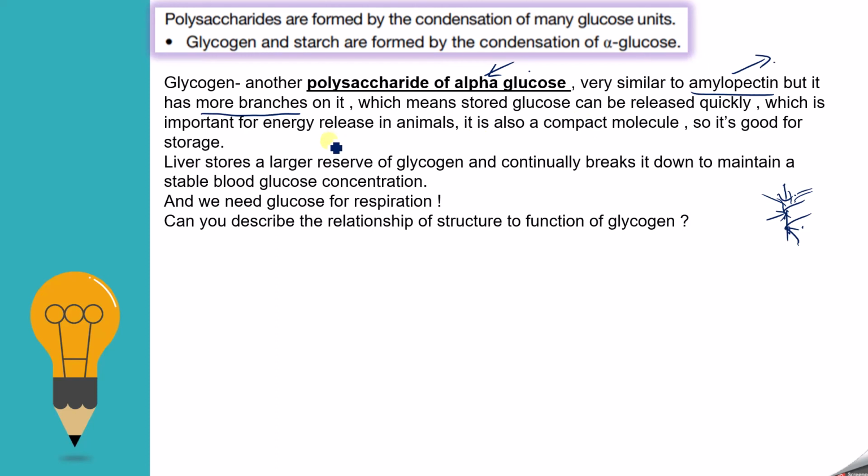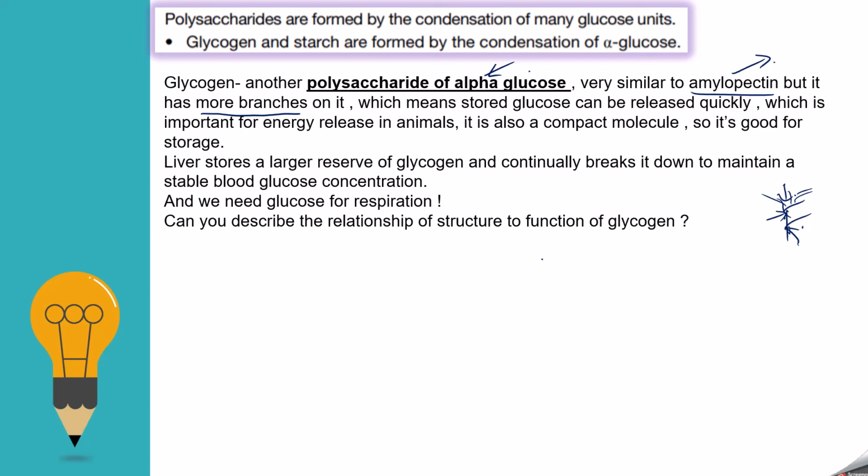And this is obviously important for energy release in animals. It is also a compact molecule, so it is good for storage. The liver stores a large reserve of glycogen and continually breaks it down to maintain a stable glucose concentration. And you'll learn a bit more about glucose concentration in year 2. And we need glucose obviously for respiration.